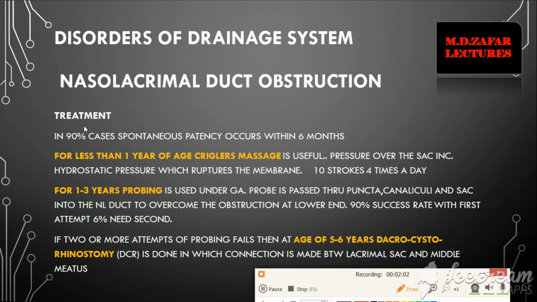Now we'll talk about the treatment of congenital nasolacrimal duct obstruction. In 90% of the cases, it will resolve spontaneously within the first 6 months, but if it does not, then we have 3 levels of treatment. For the age of less than 1 year, we have Crigler's massage. In this, pressure over the sac increases the pressure within and ruptures the membrane, and we advise the patient's attendants or parents to give 10 strokes 4 times a day.